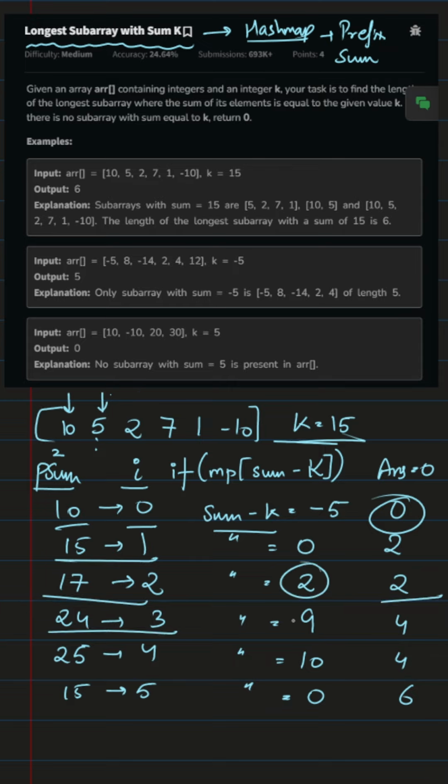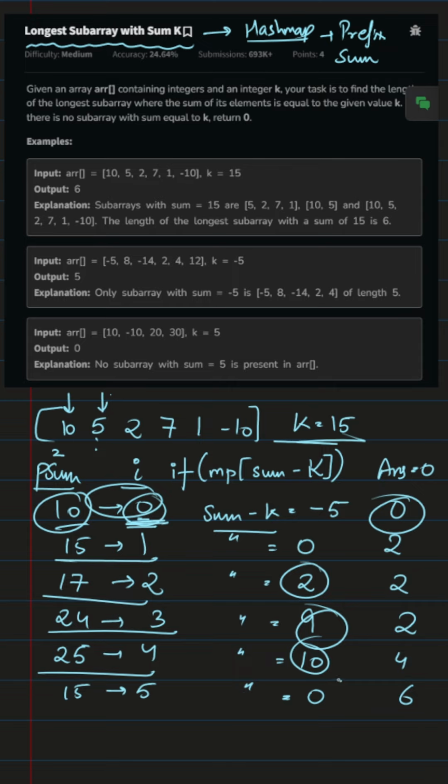We go to 24. Does 9 exist in the map? It does not. So answer would remain 2. I'm not sure why I've written 4. Answer remains 2. Then we go to 25. We check, does 25 minus k, which is equal to 10, does 10 exist in the map? Oh, it does. 10 exists with a subarray at i equal to 0. Okay, so this is what we have stored in the map, the prefix sum and at what index of the subarray that prefix sum was found.